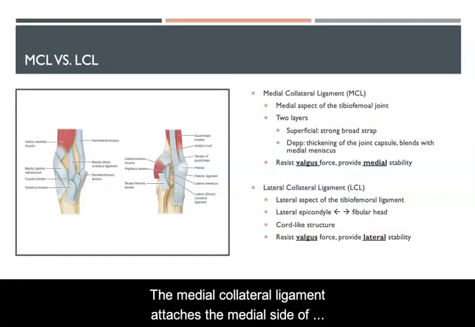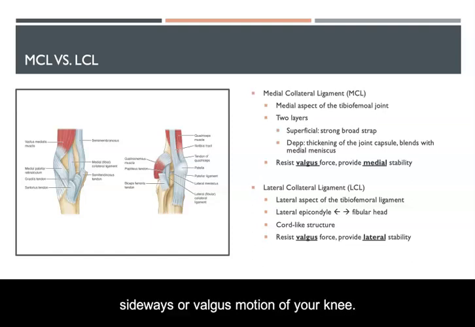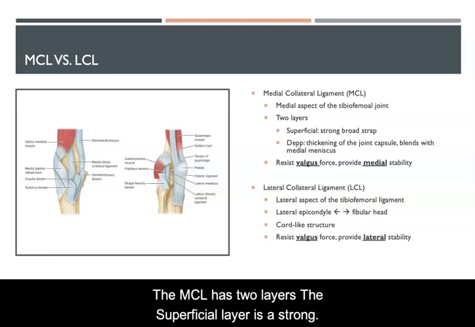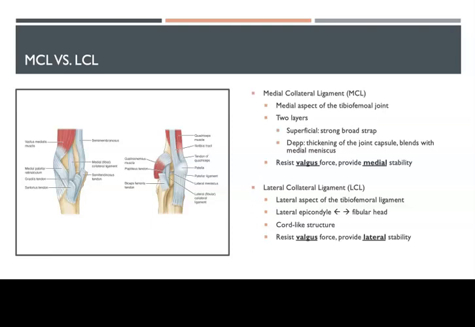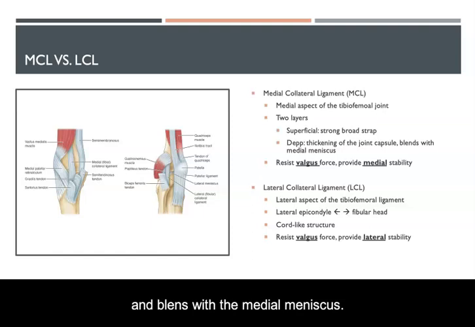The medial collateral ligament attaches the medial side of the femur to the medial side of the tibia and limits sideways or valgus motion of your knee. The MCL has two layers. The superficial layer is a strong, broad strap, and the deep layer is a thickening of the joint capsule and blends with the medial meniscus.